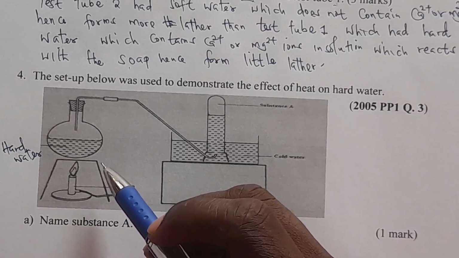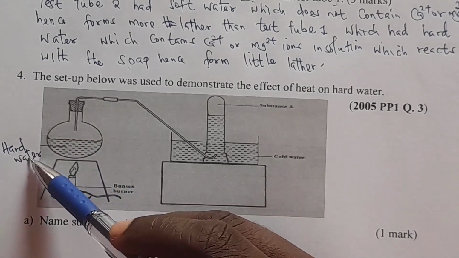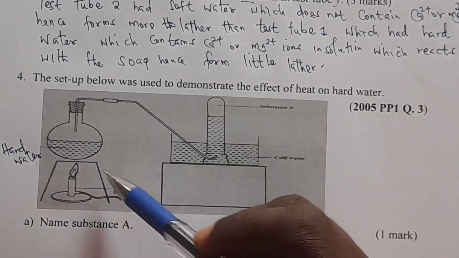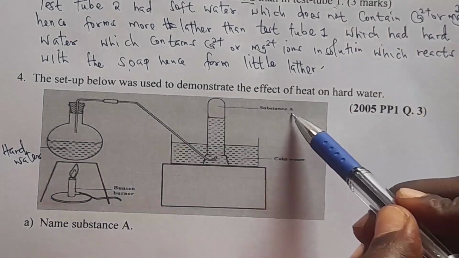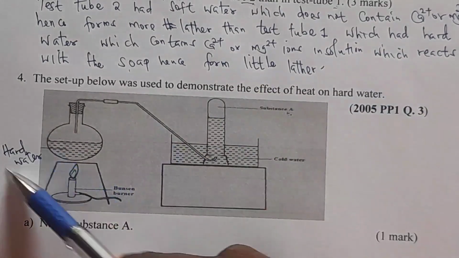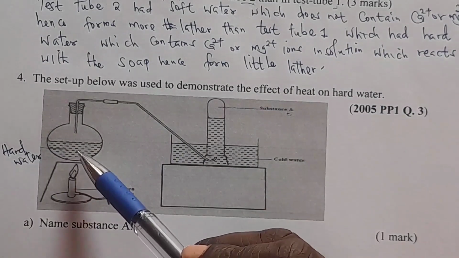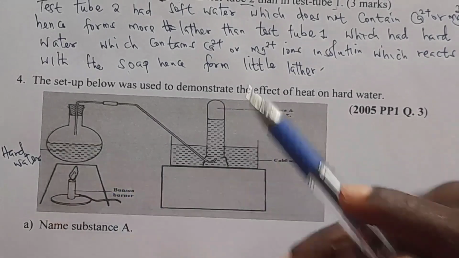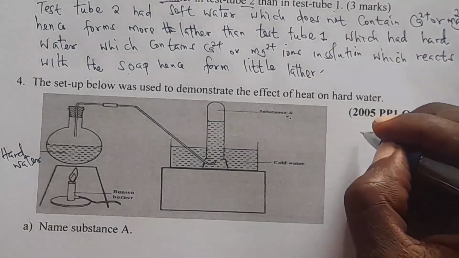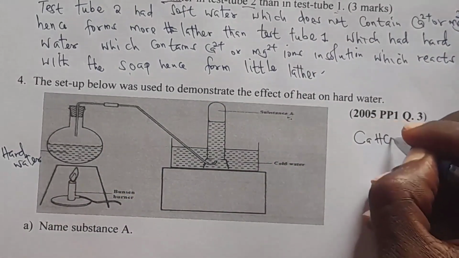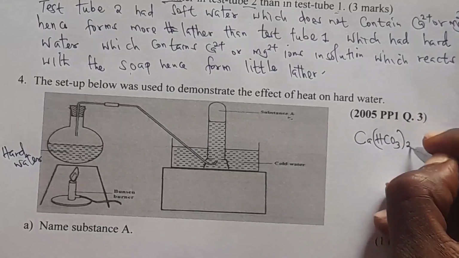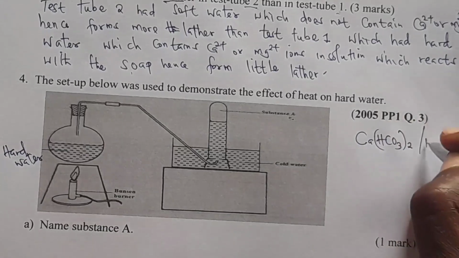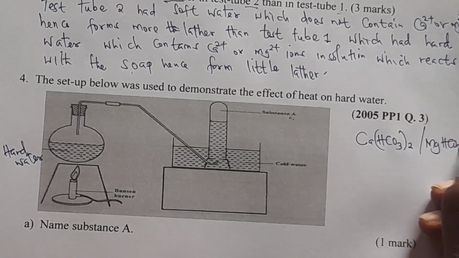be removed by boiling. So if we are having hard water here and we heat using a Bunsen burner and we are going to get substance A, that means this hard water contains temporary hardness, because temporary hardness can be removed by boiling. Again, remember, temporary hardness is caused by a compound called calcium hydrogen carbonate or magnesium hydrogen carbonate.